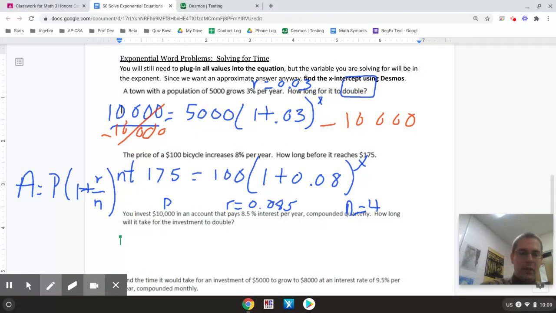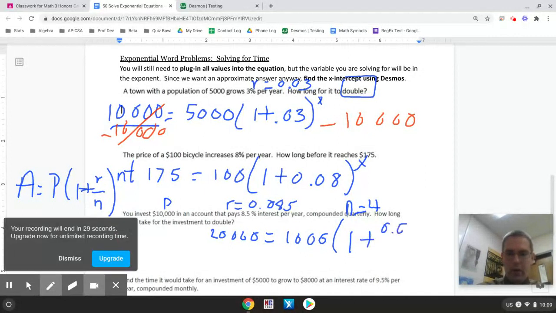Well, double means instead of being 10,000, it's going to be 20,000. So my equation will be 20,000 equals 10,000 times 1 plus 0.085 over 4 to the 4t, or in this case, I'll put a 4x. And then if you subtract the 20,000 from both sides, put it in Desmos, you should be able to get an approximate solution.